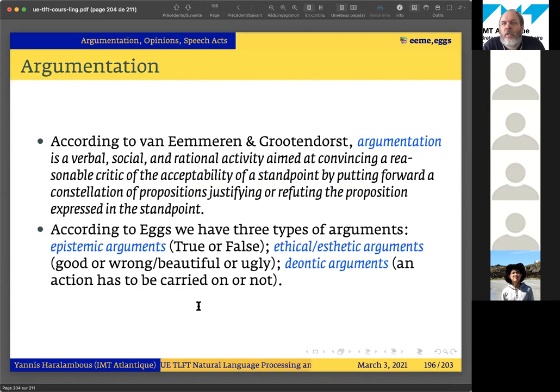Now let's move to another important topic, which is argumentation and opinion. When we study discourse representation, we just look at the meaning of each sentence and the relation between sentences. When studying argumentation, we go one step further and we define arguments. So some sentences may carry arguments, and some other sentences may contribute to these arguments, either in a positive or in a negative way. And we obtain what we call argumentation.